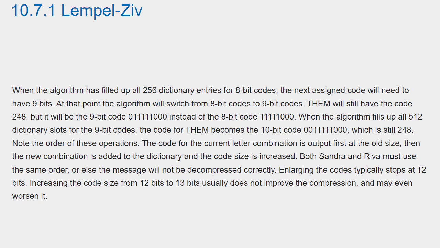Enlarging the codes typically stops at 12 bits. Increasing the code size from 12 bits to 13 bits usually does not improve the compression and may even worsen it.